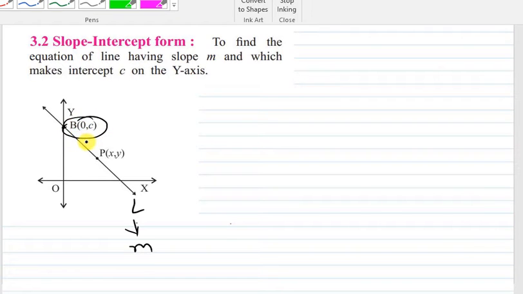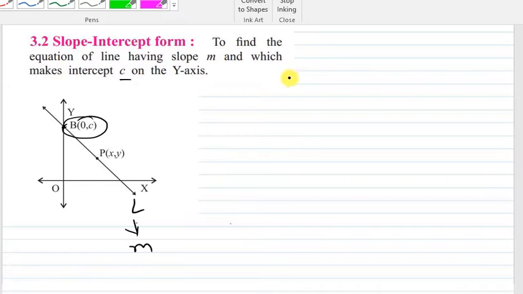This we have seen, y-intercept is a point where the line is cutting y-axis. So y-intercept is given as c. That means the line is passing through (0, c). Now we need to find the general equation of this line. We are going to use the equation of line in slope point form.